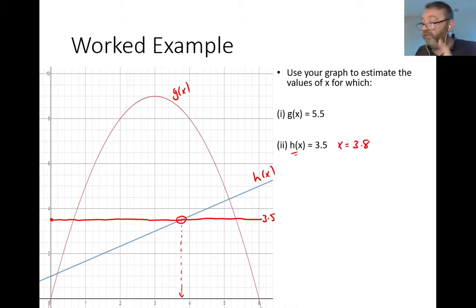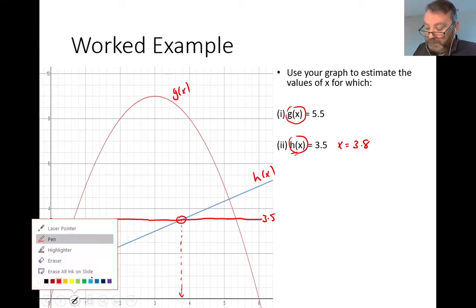Okay, so just be careful that you understand what function you're dealing with. g of x is the arch, and h of x is the line. So where is the arch giving me 5.5? That's why I went to 5.5 and drew and got these two answers here. Where is h of x? Where's the line giving me an output of 3.5? So I go to 3.5 and I draw towards the line. So be careful you're using the correct function in each of those. Okay, let's take that off there.